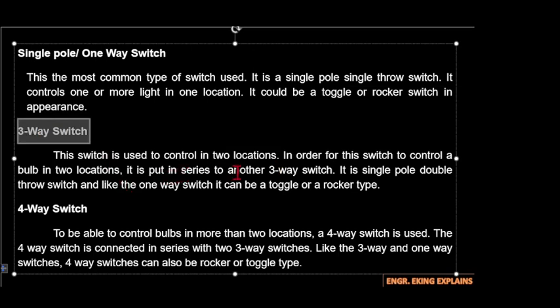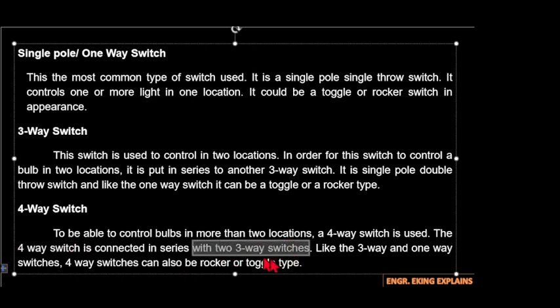So we will use two three-way switches connected in series to one another. When we say in series, yung kanyang traveler ay naka-series lang, naka by pair na naka-connect. When we are trying to control a bulb in more than two locations, we will use a combination of a four-way switch and two three-way switches. Kunyari three locations, automatic one four-way, dalawang three-way.